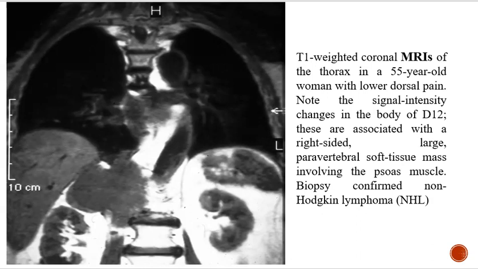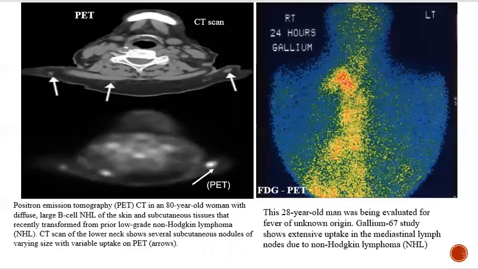Note the signal intensity changes in the body of the 12th thoracic vertebra, and they are associated with a right-sided large paravertebral soft tissue mass involving the psoas muscle. Biopsy confirmed the patient has non-Hodgkin lymphoma. PET scanning can be used to differentiate between fibrosis and viable tumor. The contrast accumulates in the viable tumor, but it does not accumulate in fibrotic or necrotic tissue.